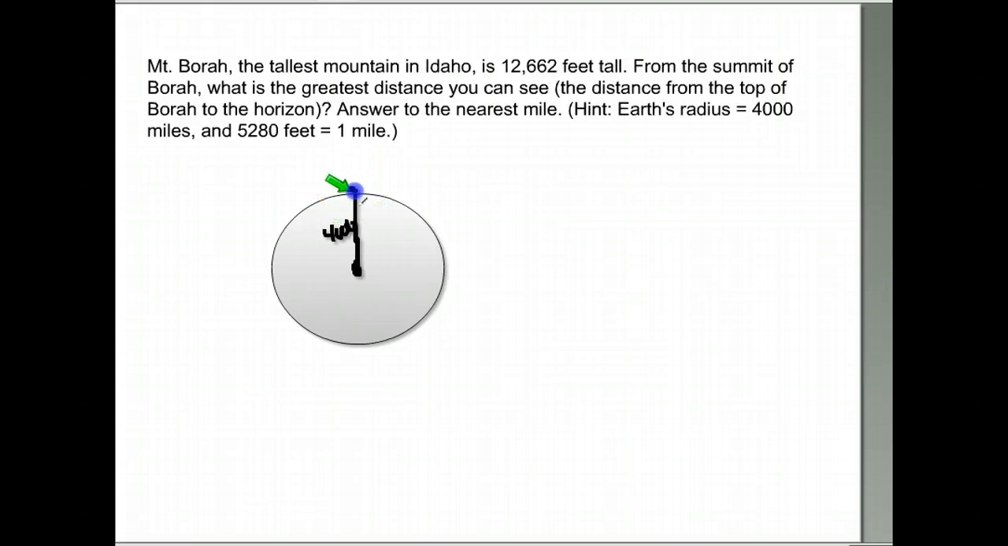Now Mount Bora is going to sit on the surface of the Earth here, and the height of Mount Bora is 12,626 feet. So I'm going to extend this line a little bit more, and that is my 12,662. Sorry, I said it wrong the first time. Feet. Now we want everything in the same dimensions, and it says to get the answer to the nearest mile. So I'm right now going to change these feet to miles.